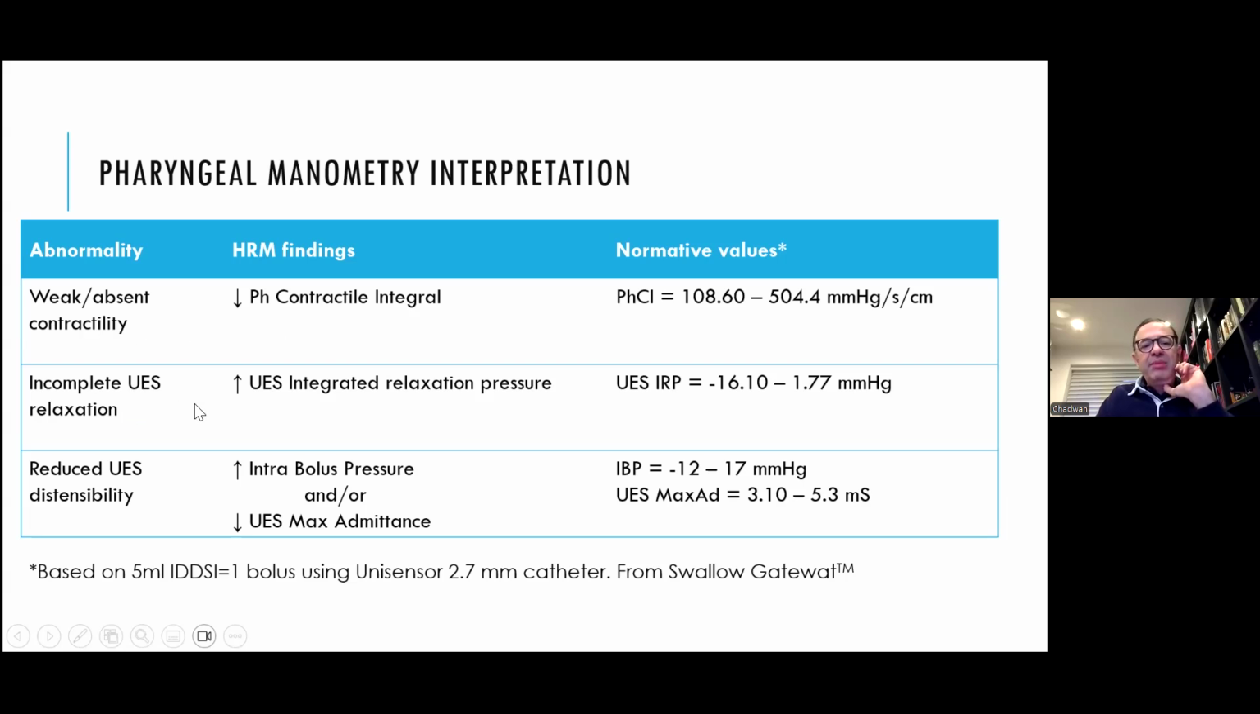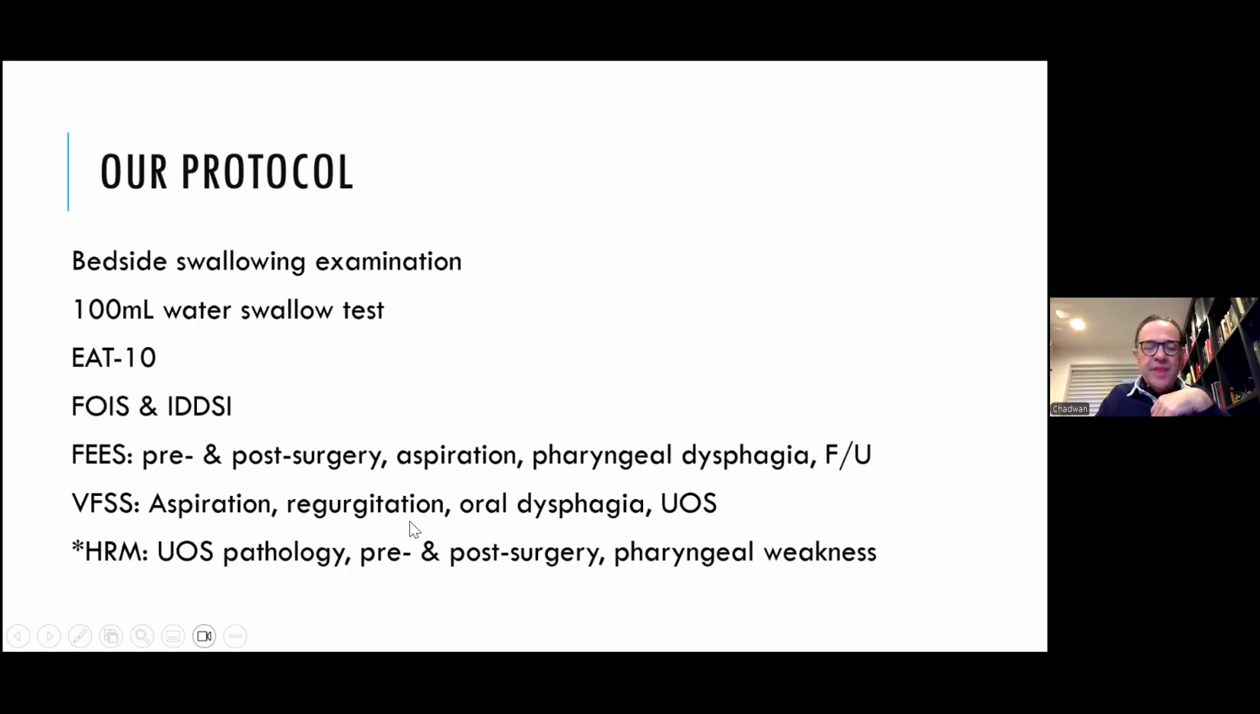If there is incomplete relaxation, so you will have like a cricopharyngeal spasm, you will have increased pressure. But often you don't see that, although there is hypertrophy and there is reduced bolus transfer, it is relaxing. So the pressure is dropping. However, there is restriction to bolus movement, and you can measure these with intrabolus pressure or maximum admittance.